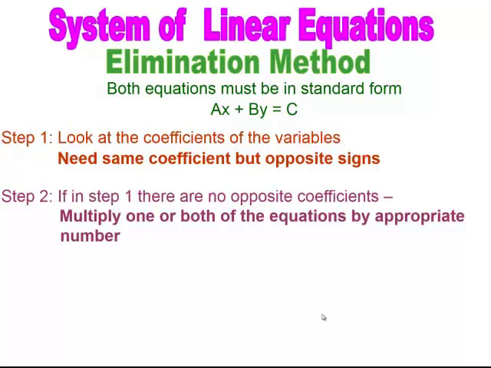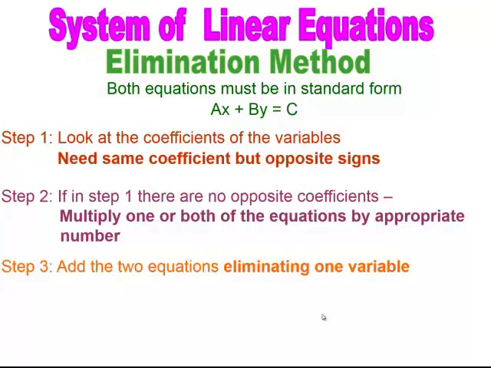If you look and you don't have it, you're going to have to create it. In order to do that, you're going to look at the two equations and multiply either one or both of the equations by a number that is going to create that. So I'll show you what that looks like.